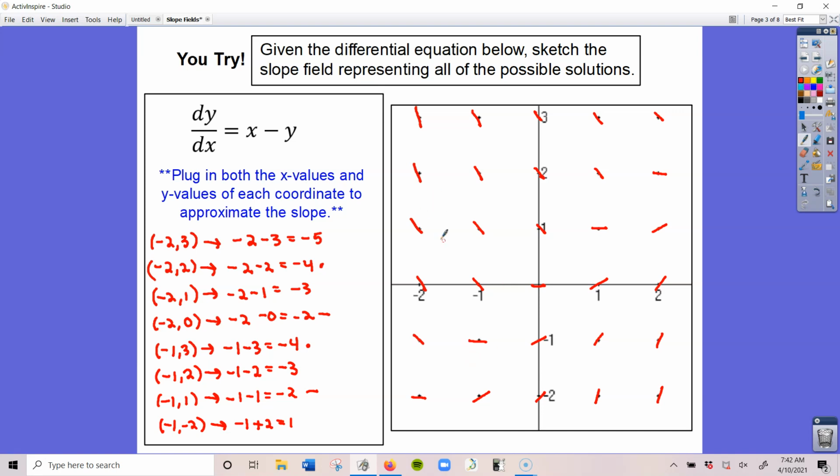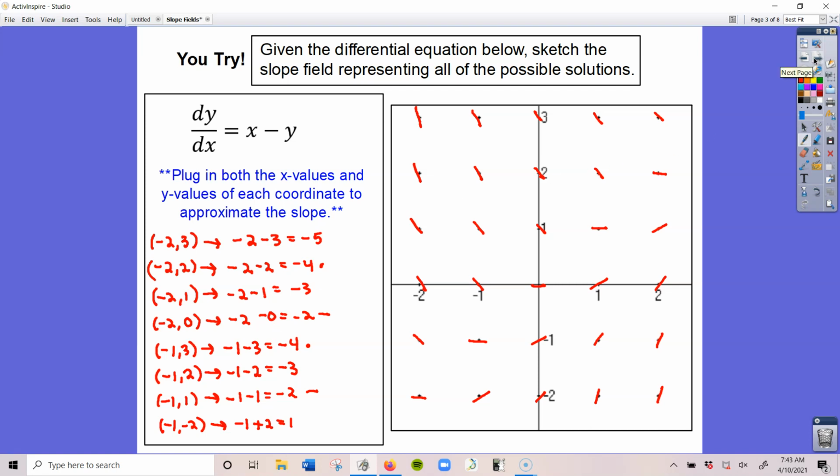So if the patterns are too confusing, that's okay. Just plug in your numbers. Now I'm giving you graphs that are maybe pretty big in the sense that you'd have to plug in a lot. Sometimes you don't have to plug in that much, or sometimes the patterns are more evident.